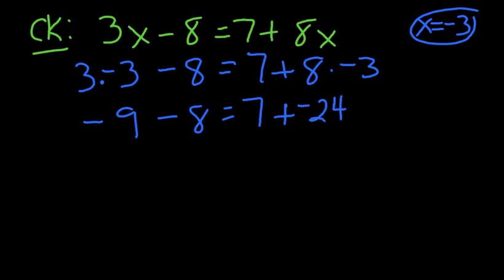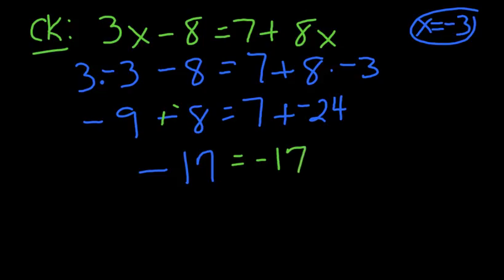Okay. So negative 9 minus 8 is negative 17. Remember, that can be plus a negative. Okay. And 7 plus negative 24 is also negative 17.